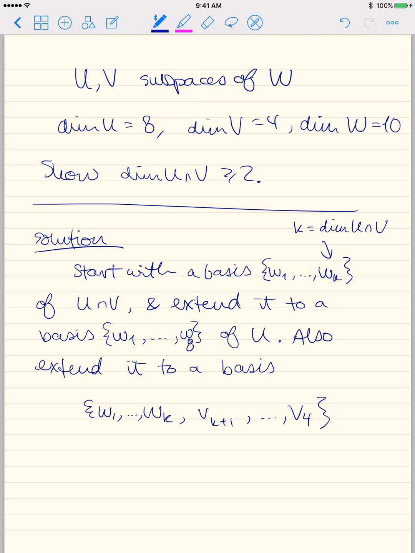Point is, we take some vectors that are sort of our core. They're a basis for our intersection of these two spaces. And then we just fill them out to grab the whole space U, and then fill them out on the other hand to grab the whole space V.